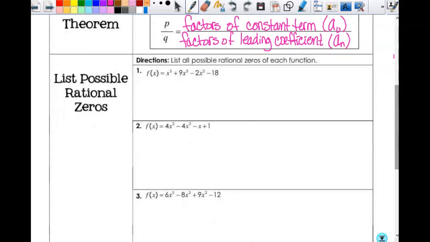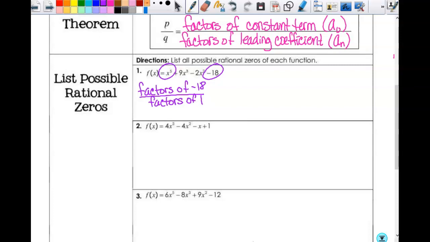And we're just going to write the words out just this one time. But here's my constant term. Here's the term that has the leading coefficient. The constant term always goes on the top. So here I want the factors of negative 18 over the factors of, what's the leading coefficient? The leading coefficient is 1. The exponent there means nothing.